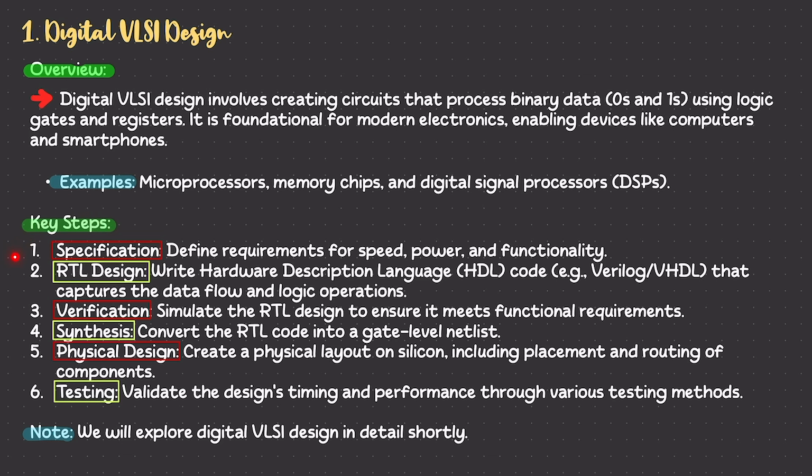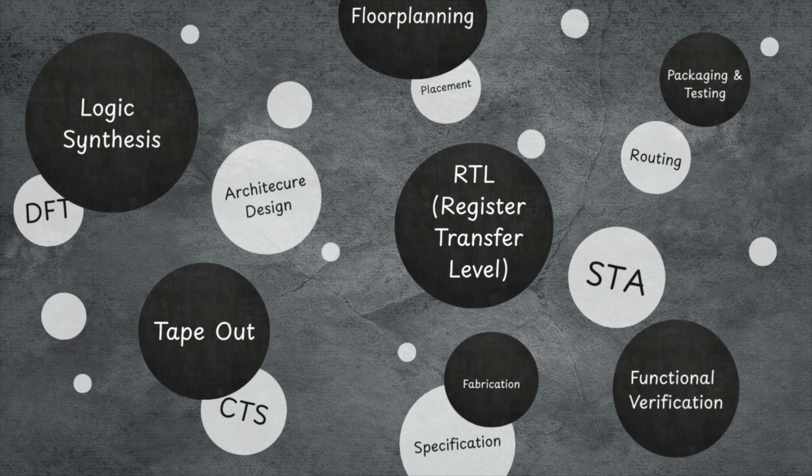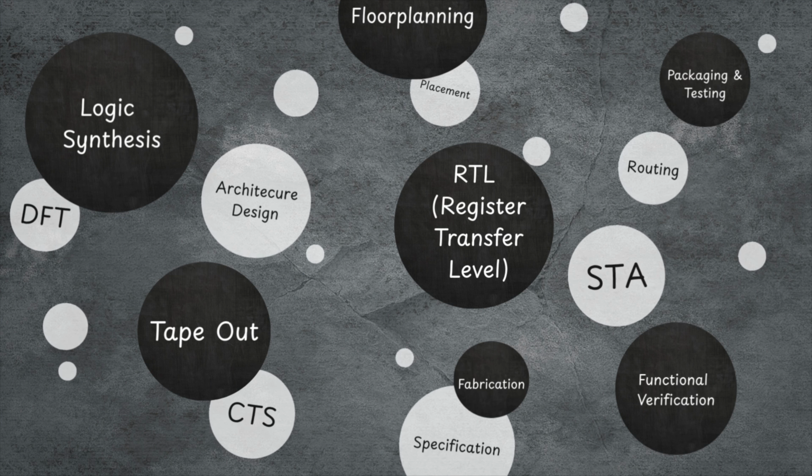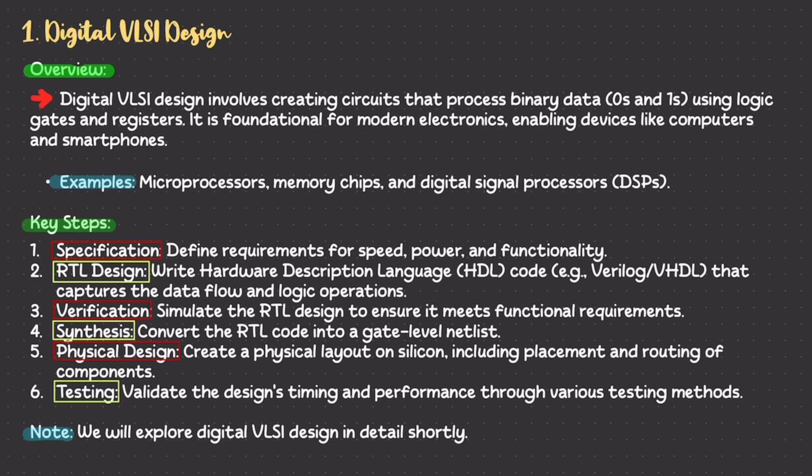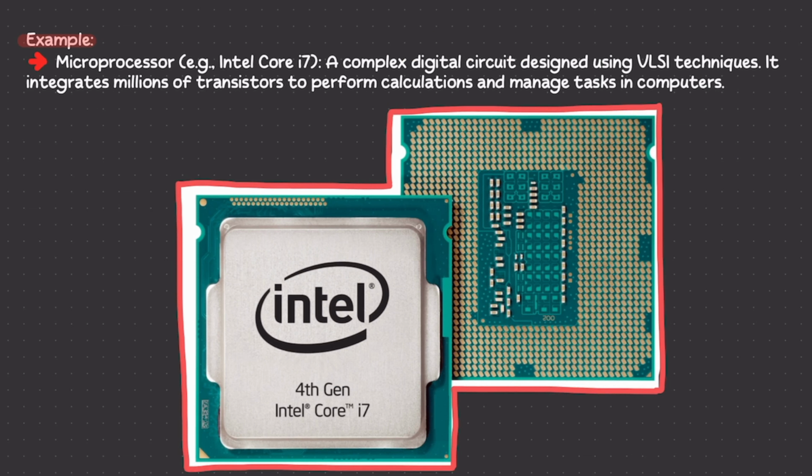Now, the key steps are not limited to just these six steps. We have many more sub-steps, and we are going to explore digital VLSI design in the next lecture. Make sure you do not miss it. Now let's look at an example of a digital VLSI chip. Here is our microprocessor, the Intel Core i7, and it has millions of transistors which perform the calculations and do all the tasks it's intended to do.